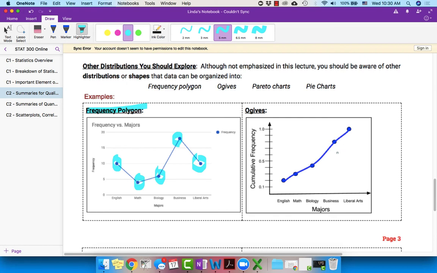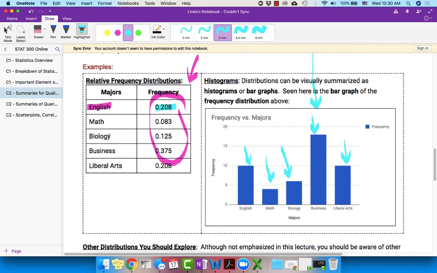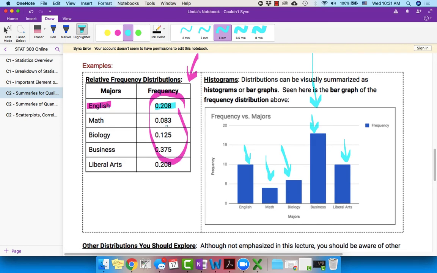A table that summarizes an ogive is a cumulative frequency distribution. We do not have it in these notes. So you see in this example, we begin with English, from the relative frequency distribution here. We have English at 0.208. And we're going to add that to math, which is 0.083.